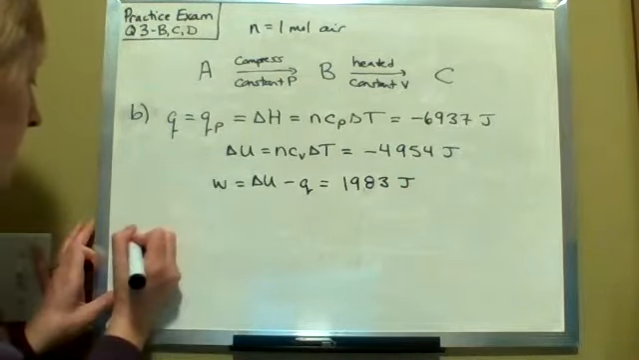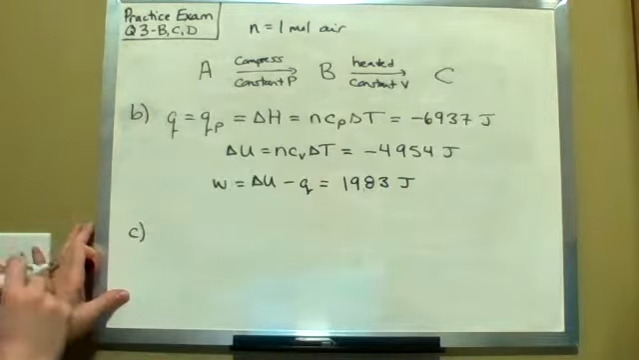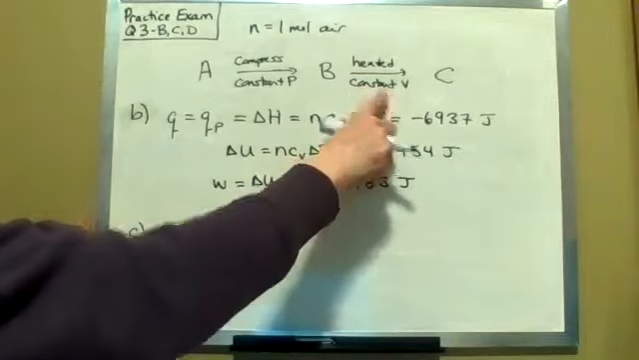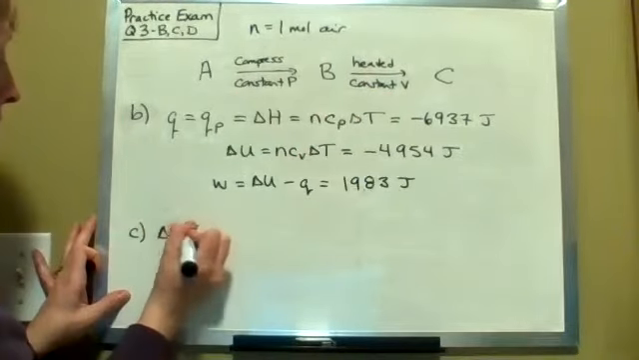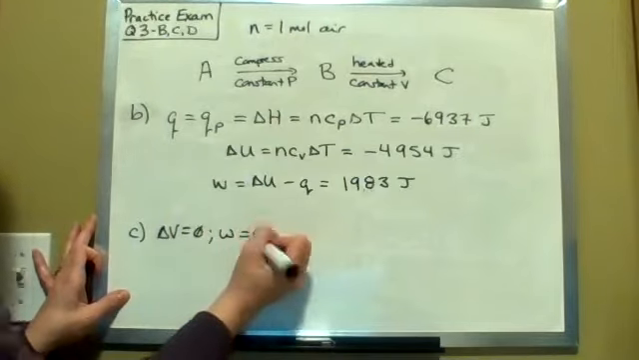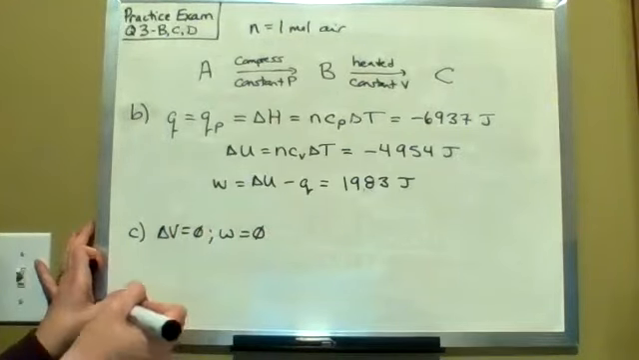Now part C, there are all your ones there. Part C, we're heating it at constant volume. So right away, if delta V equals 0, then our work is also 0. That one's taken out of the equation right away.